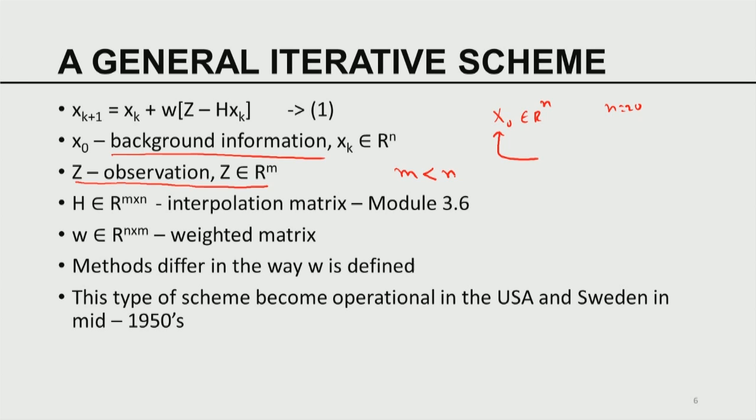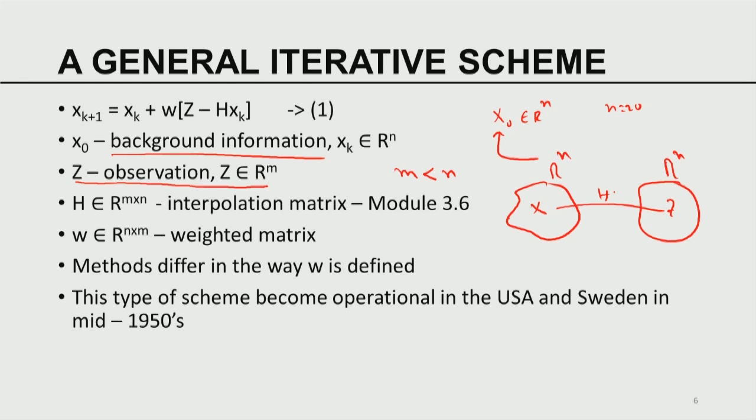So H is the interpolation matrix. We have already talked about how to design H in our module 3.6. Just to refresh your memory, H is a matrix. This is the model space, this is the observation space, this is x, this is z, this is H. So H is a mapping from model space to observation space, and is called the forward operator. Sometimes H comes out of the physics, sometimes H comes out of empirical rules, sometimes H comes out of interpolation formulas.